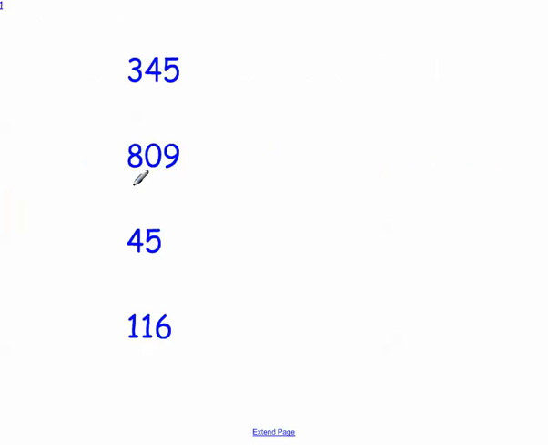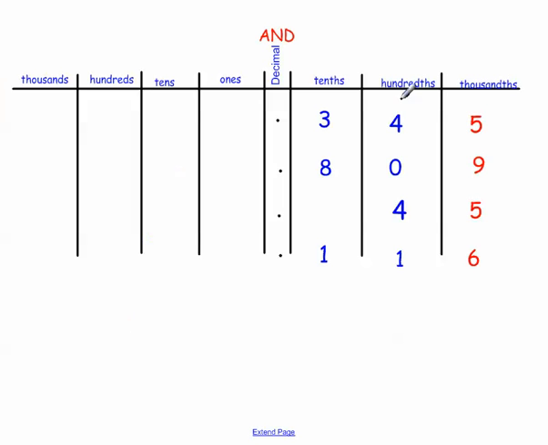So let's just look at a couple things. Again, I think you can say these words, these numbers. So this would just be 345. This would be 809, 45, and 116. If you can say these numbers, then you would have no problems with the decimal part. The only thing is you just have to concentrate on that last number.